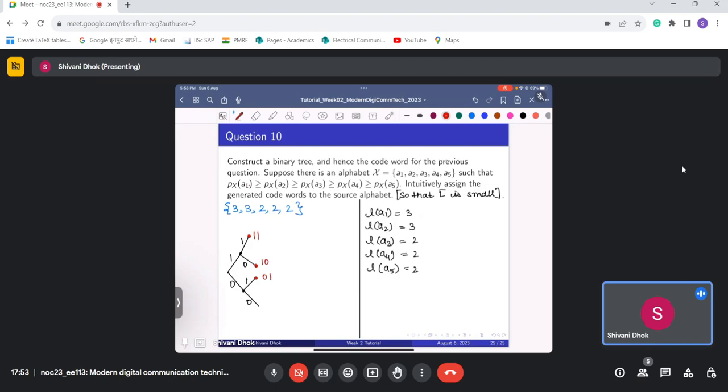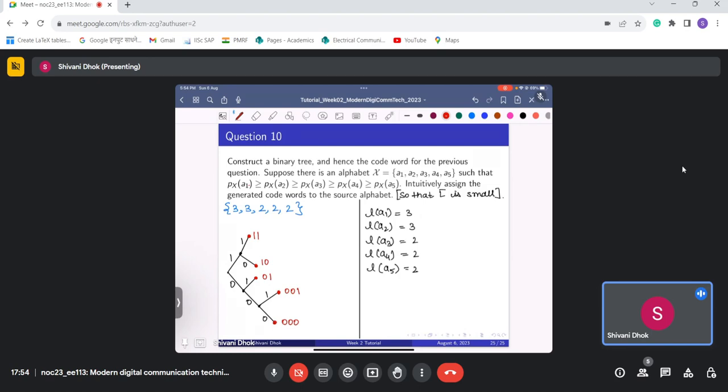Next, we need 2 code words of length 3. So what we'll do is branch out this node like this. So this is again 1, 0. We have a code word here and a code word here, both of length 3. So this is 0, 0, 1. Similarly, this one is 0, 0, 0. Now we have 2 code words of length 3 and 3 code words of length 2.